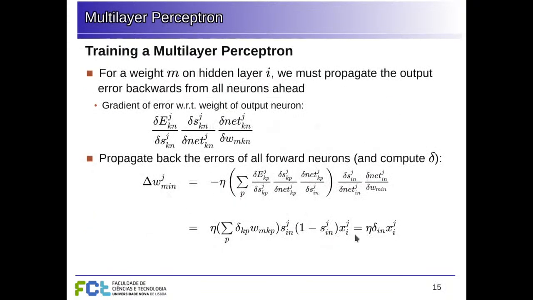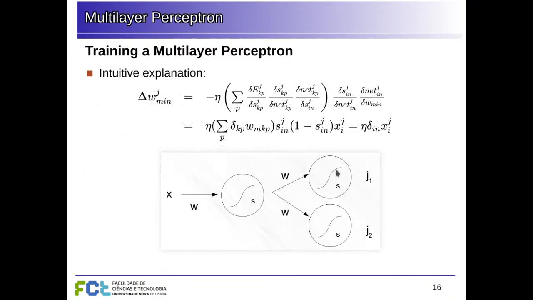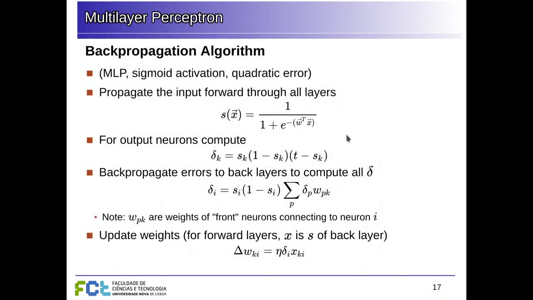So basically we compute this for the output neurons, and then we go back and compute this for the hidden neurons, and go back all the way until we reach the beginning of the network. And that's why this is called backpropagation. We are propagating the error backwards through all the parameters in the network.